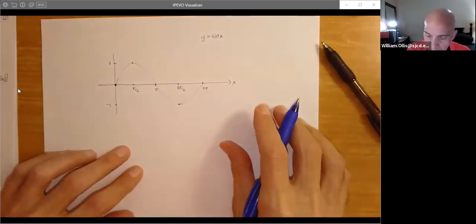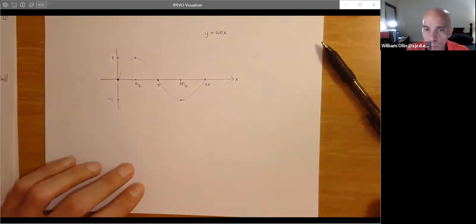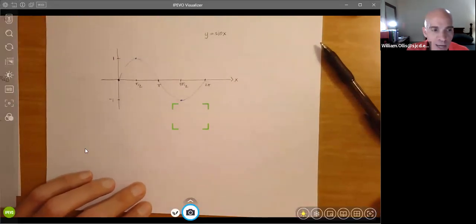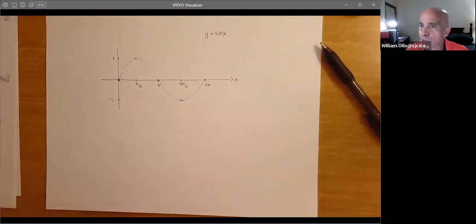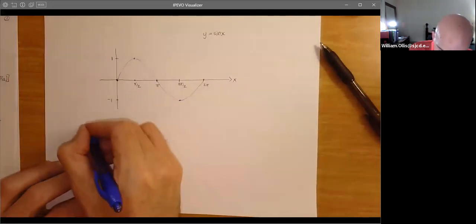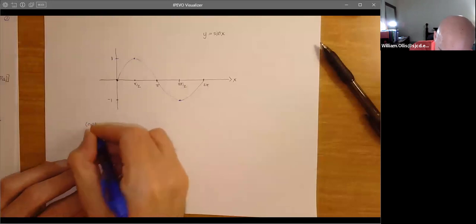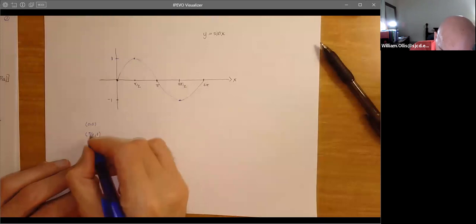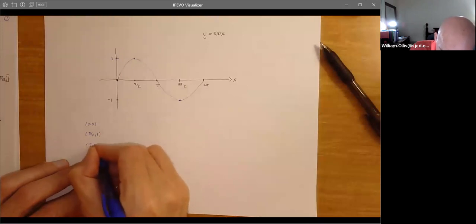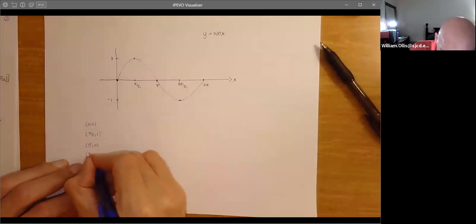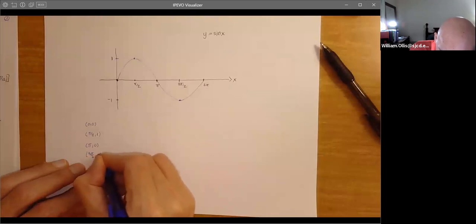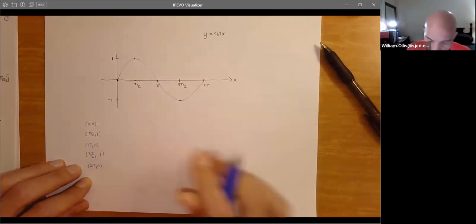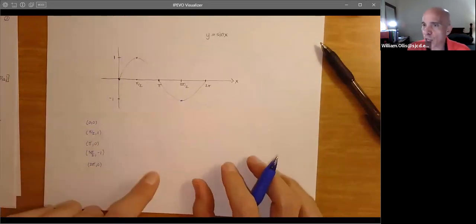So now, just like the cosine function, when you want to graph a sine function, ladies and gentlemen, all you have to do is move the principal points. And so the principal points here will be 0, 0, pi over 2, 1. This is just the unit circle, right? Pi, 0, 3 pi over 2, negative 1, and then back around to 2 pi comma 0. So these again give you the highs and the lows.